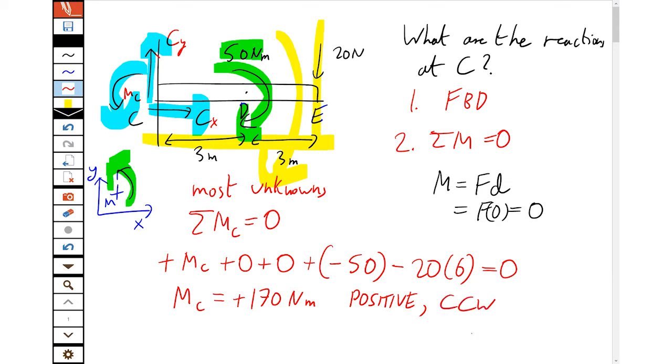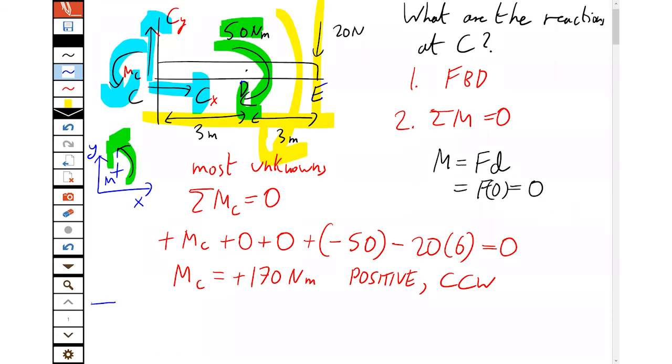counterclockwise. And then, as always, we move on to the forces. The sum of all the horizontal forces is 0. So the horizontal reaction at C is 0. That happens a lot, but not every single time, so you don't skip it.